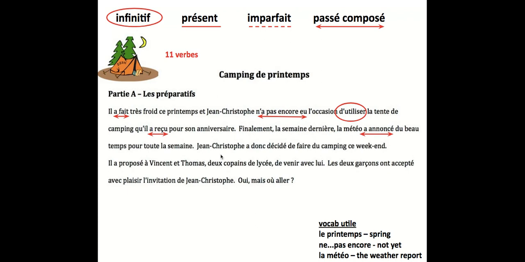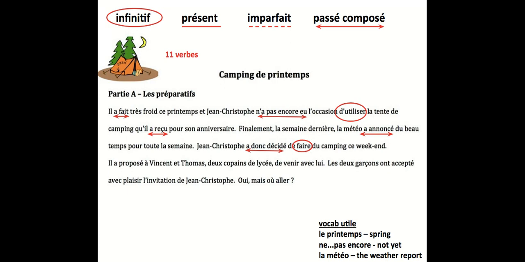Okay, phrase suivante. Jean-Christophe a donc décidé de faire du camping ce week-end. So our first verb here is a décidé. We've got that adverb donc, thus, in the middle of them. That's fine, no big deal. If you just had the a and the décidé underlined, that's fine. And then there's one more verb in the sentence. It is faire, and that's in the infinitive form, ending in re.